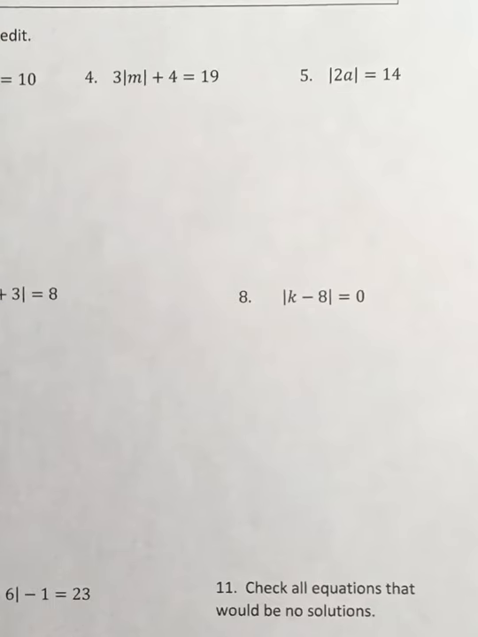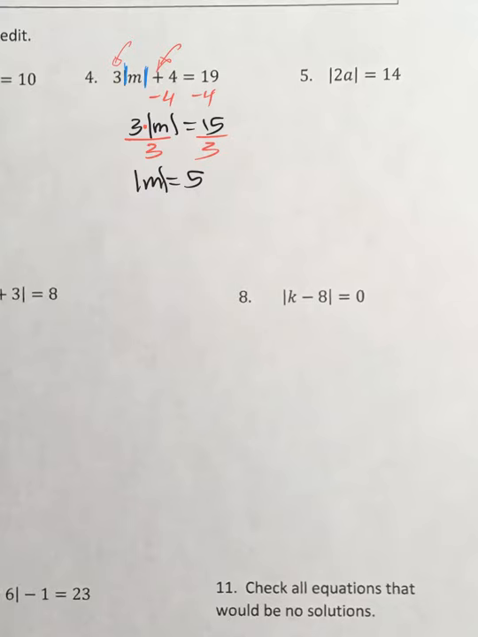Okay, so on problem number 4, again, step 1 is to isolate the absolute value. Notice that you have operations being done outside the absolute value. So we have to undo the adding 4 and we have to undo the multiplying by 3. So remember, we undo adding and subtracting first. So we're going to subtract 4 from both sides first. So that's your algebra skills. That leaves me 3 times the absolute value of m. Then we can undo the multiplying by 3 by dividing by 3. And that leaves me the absolute value of m equals 5.